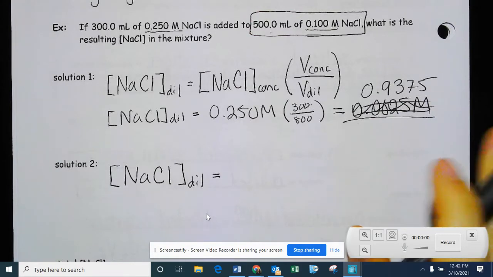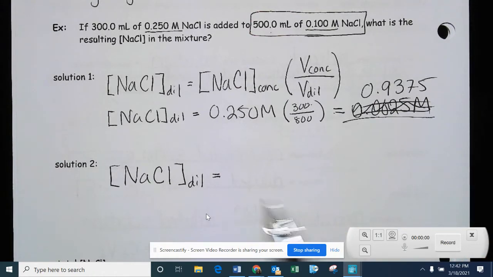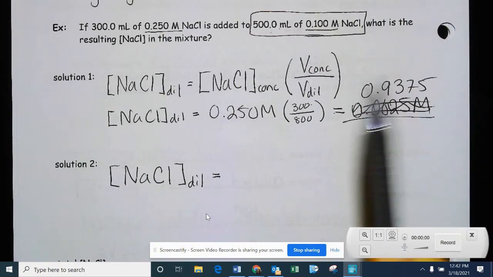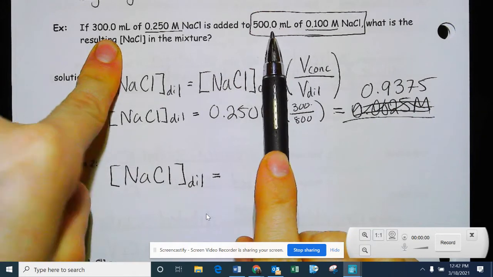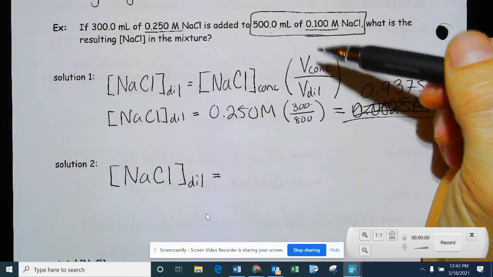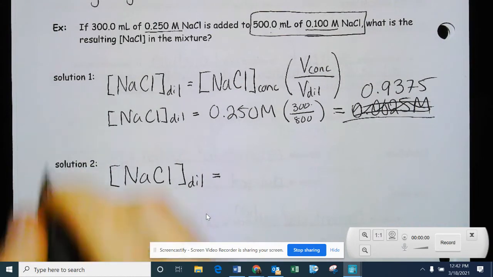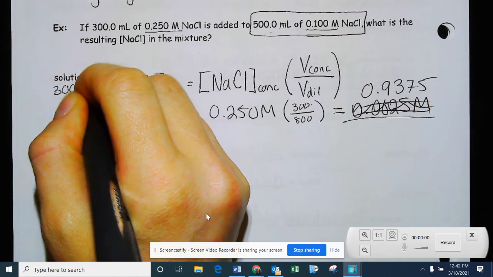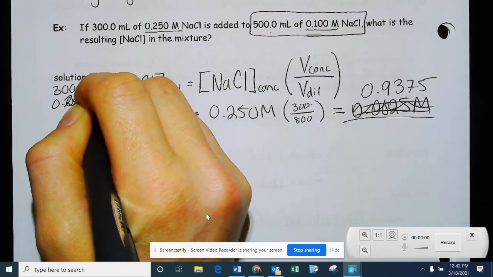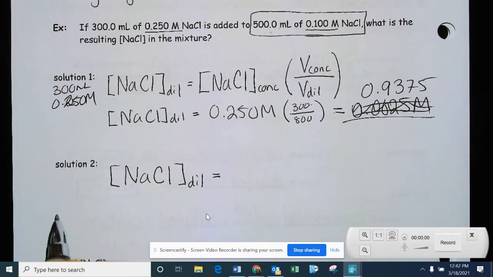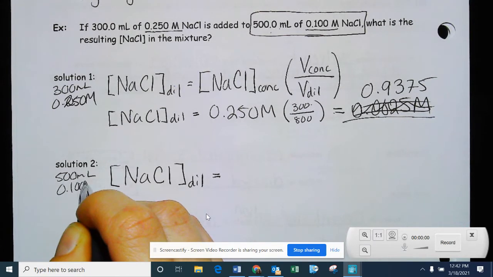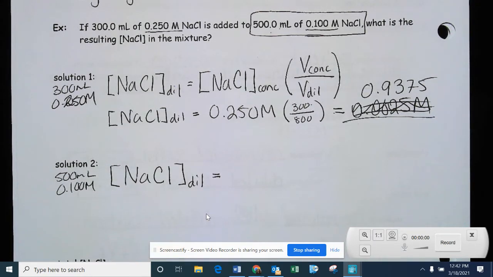Yeah, great question. For the second solution, we've got 500 as our initial volume, and then our diluted is going to be the two added together, so 500 and 300. This is solution 1, that's the 300 ml with the 0.250 molar. And then solution 2 is 500 mL of 0.100 molar. So we're doing the two solutions separately.